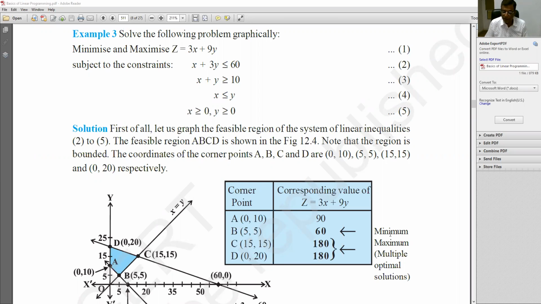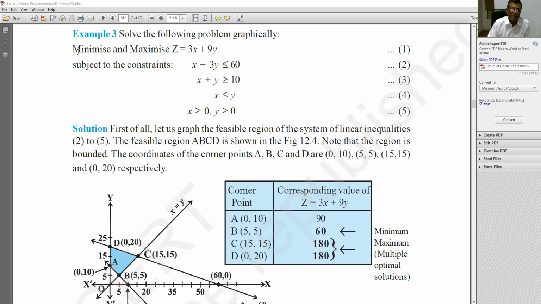Please, firstly, let us write: solve the following problem graphically.